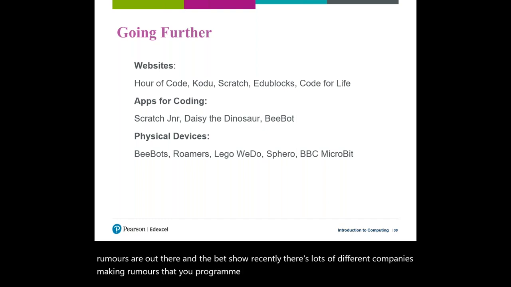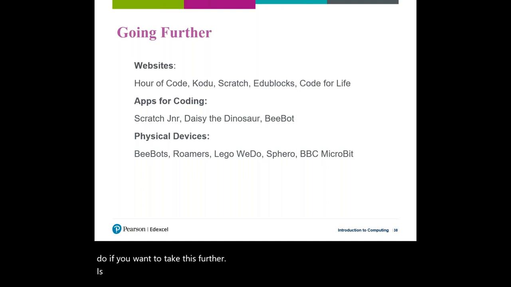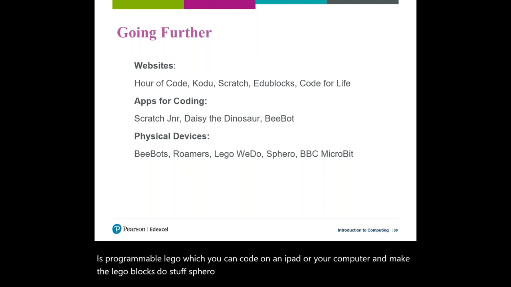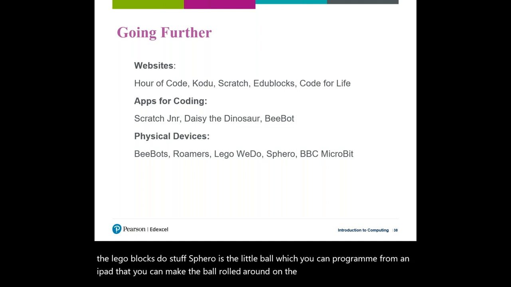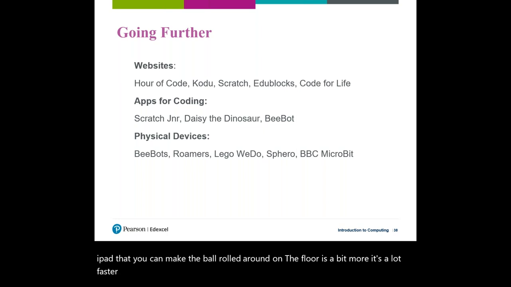Lego WeDo, if you want to take this further, is programmable Lego, which you can code on an iPad or your computer and make the Lego blocks do stuff. Sphero is the little ball which you can program from an iPad, and you can make the ball roll around on the floor. It's a lot faster than Bee-Bots. It's a bit more fun sometimes. It can change color and things like that.